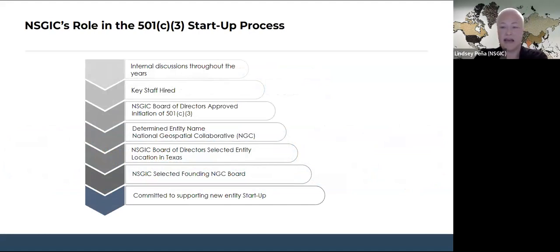We wanted everybody to have a background in terms of NSGIC's role in the startup process. So as I mentioned, the C3 is a concept that is not new to NSGIC. Obviously when there were missed opportunities in the past, there have been internal discussions throughout the years. When key staff was hired, so obviously in 2016, 2017, we brought in staff for NSGIC, and those individuals were looking into starting up a C3 at that time.